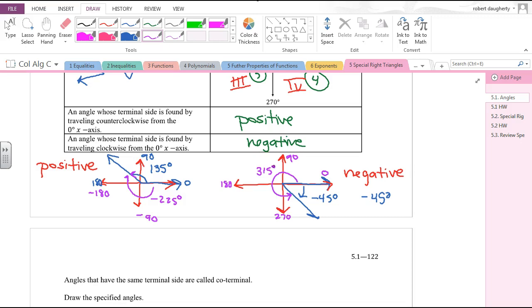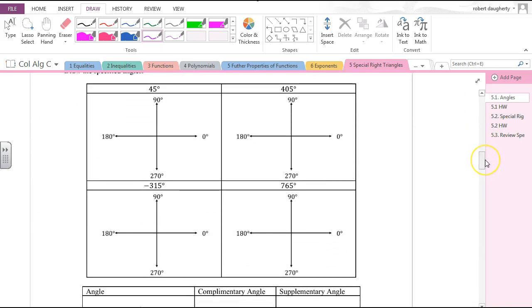Now some people ask, why do angles measure 360 and 520? Why do they go that high? We think of things like a wheel that's rotating. Every time it rotates, that's a 360 degree angle. So in terms of those revolutions. So let's keep moving on. Let's draw a few angles.